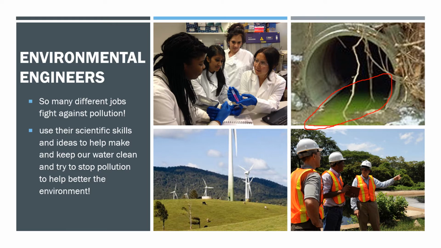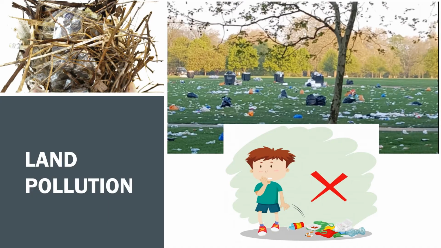Now let's jump into what are the different types of pollution. The first one is land pollution. Say land pollution. Land pollution. This is a type of pollution that occurs on land. So this one is caused by actions that we do. So sometimes people go to parks or outdoor spaces and they throw their trash everywhere.